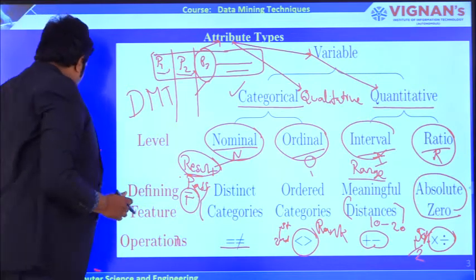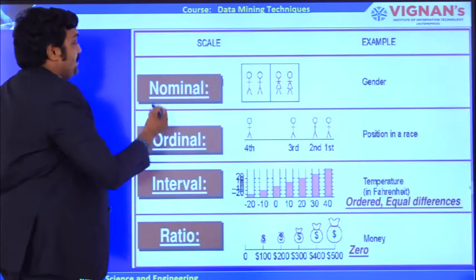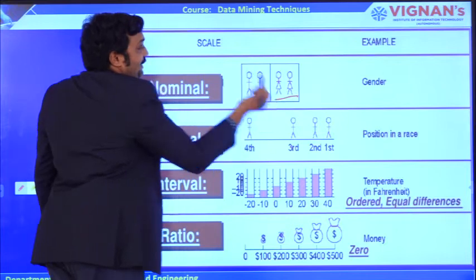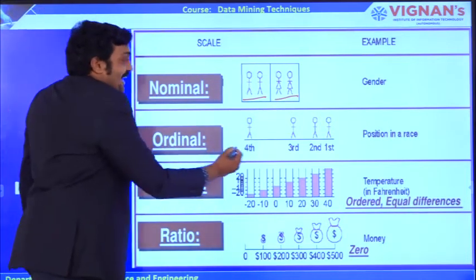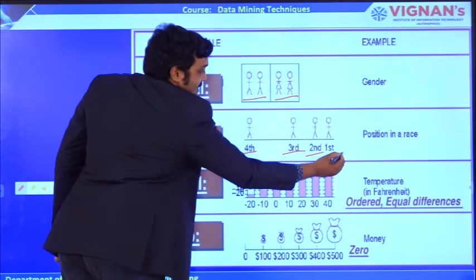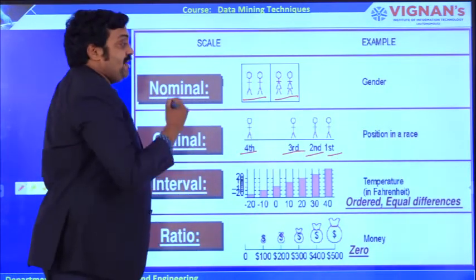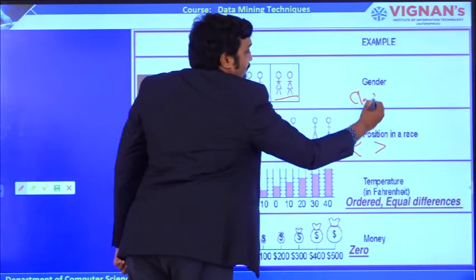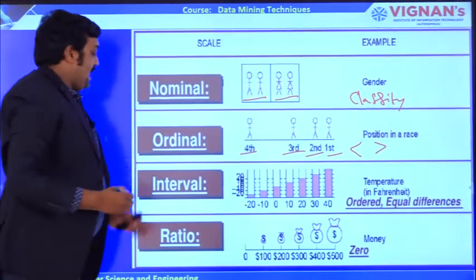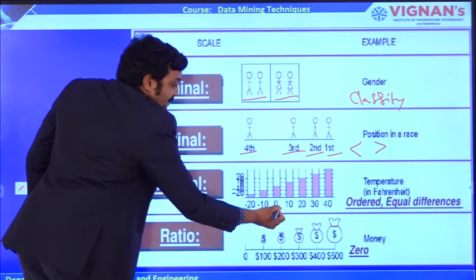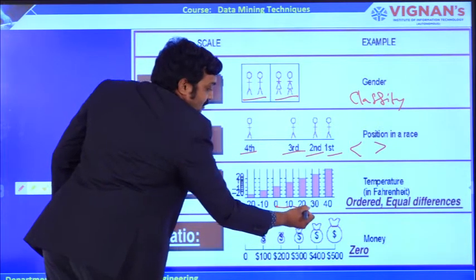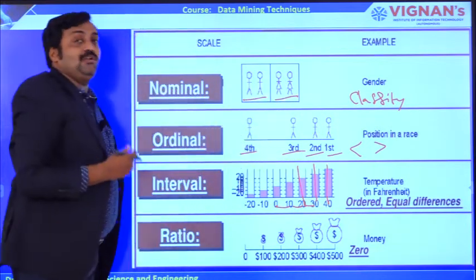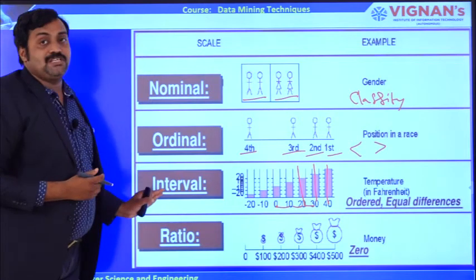Okay, a simple example. A simple nominal attribute, as we already discussed, is classification of gender. Ordinal is ranking, like position in a race, first position, second position. That means we are going to do comparison and classify things. And interval, the temperature, what is the temperature of the person, 0 to 10, 10 to 20, 20 to 30. We are going to identify the level of the temperature at a particular location. So we are going to use interval based things.